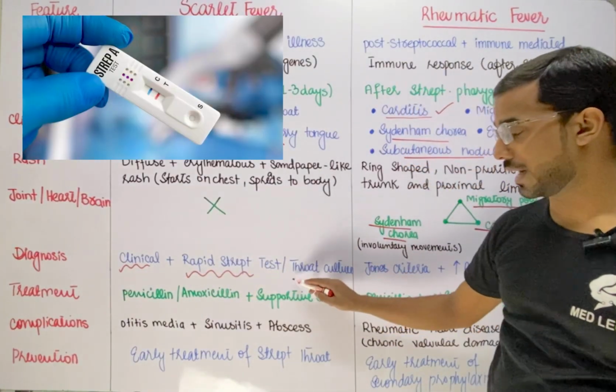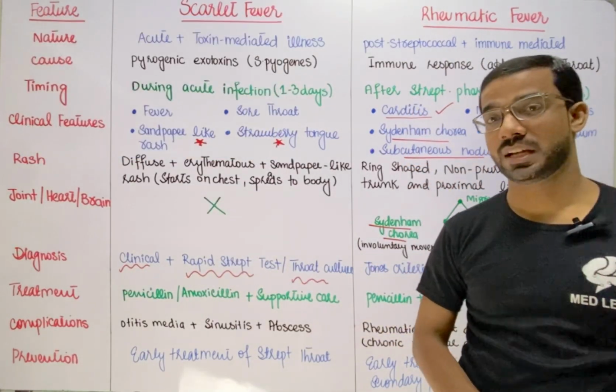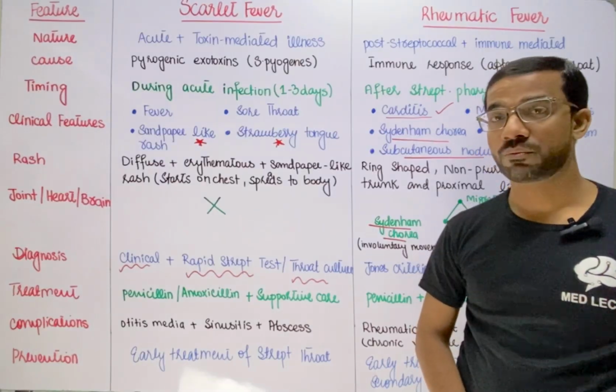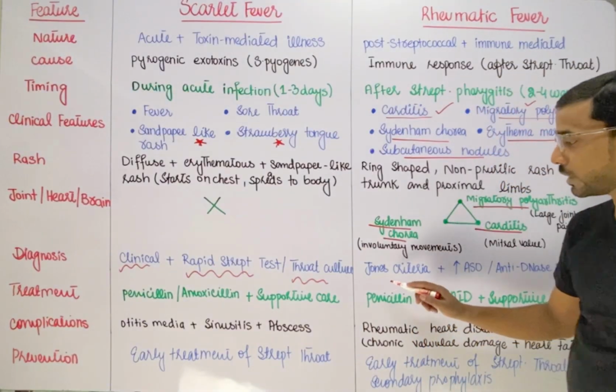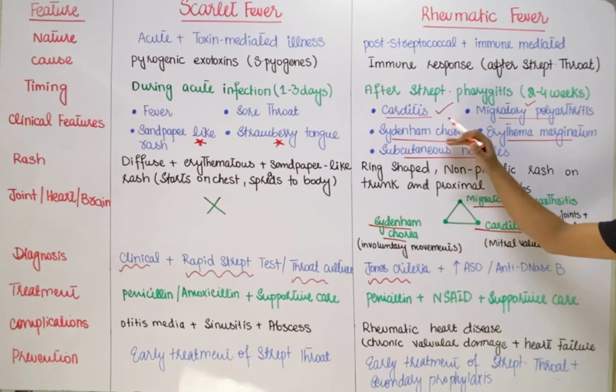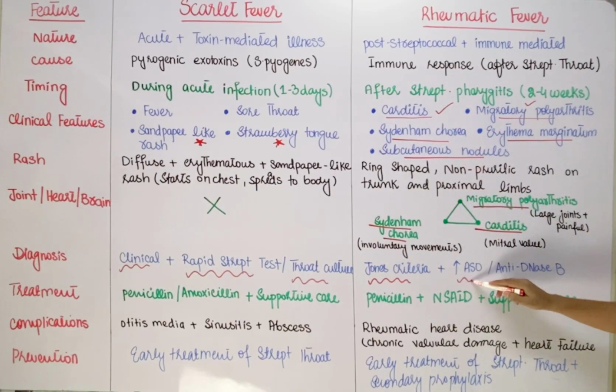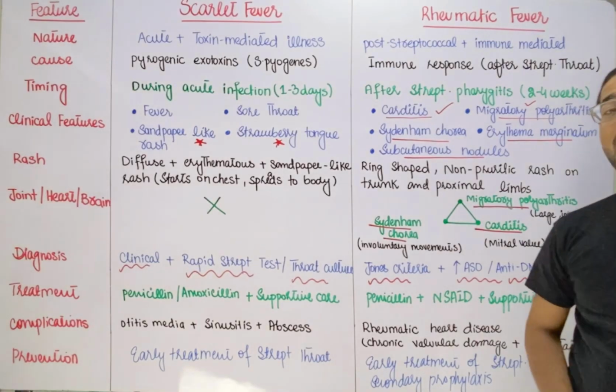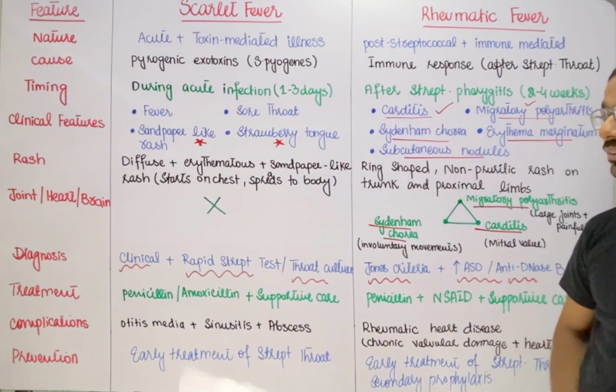In the culture, you will see Streptococcus pyogenes. And in that case, you will diagnose with the Jones criteria. The patient will present with these manifestations, and you can also go towards the ASO, anti-streptolysin O titer. These are the antibodies you will detect in the test, and anti-DNase B. So these are the different tests for rheumatic fever.